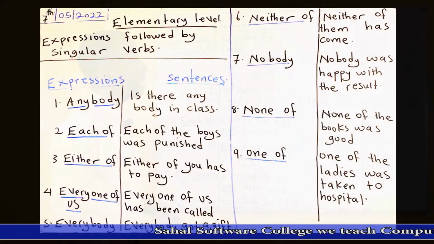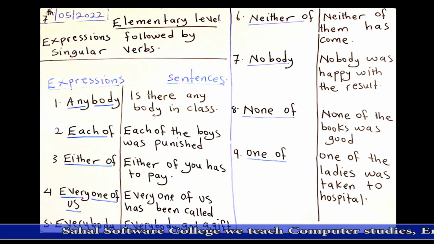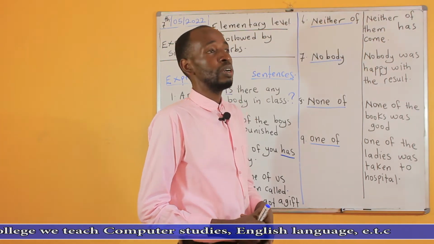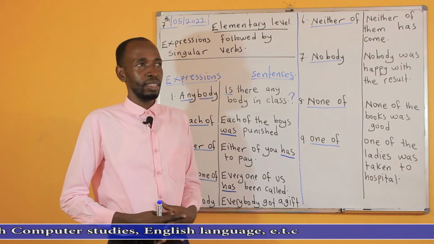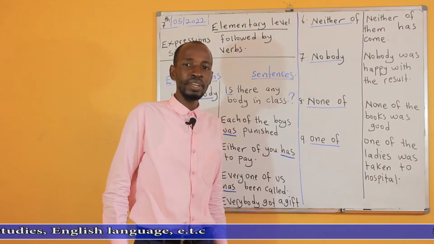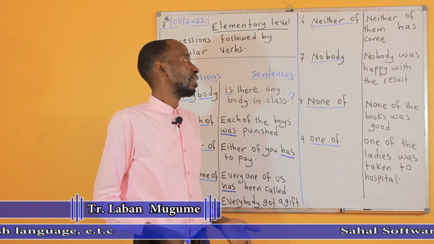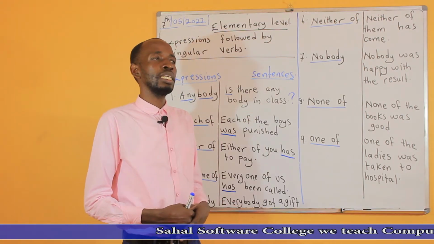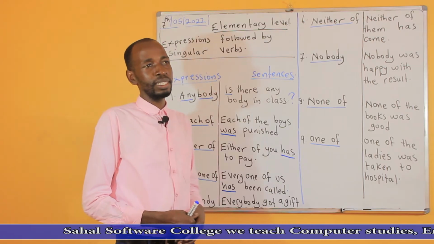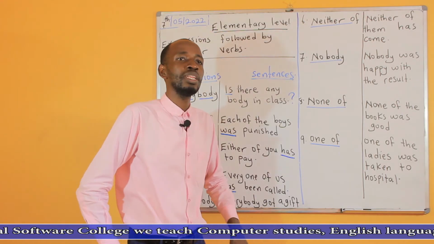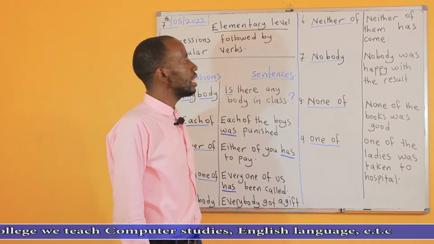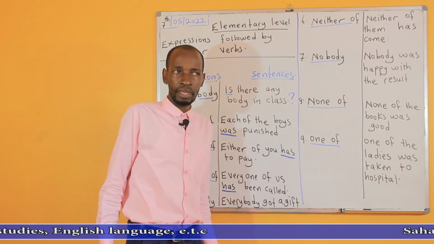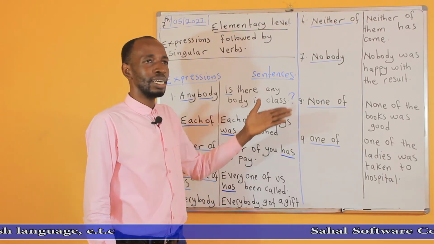Number 6, neither of them has come. Neither is a negative word, which means not any. If I say either, it means no one. If you say, do you like rice or pasta? If I say I like neither, it means I don't like any of them. So if I say neither of them has come, it means no one has come. So this is a negative word.